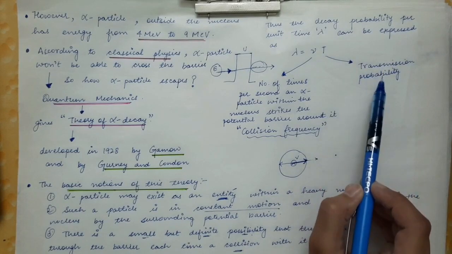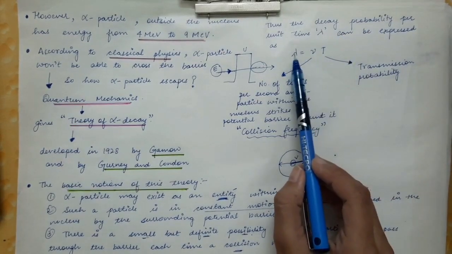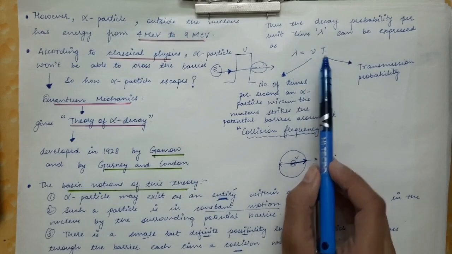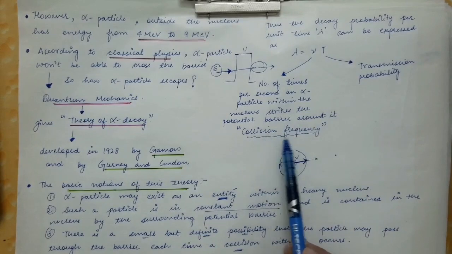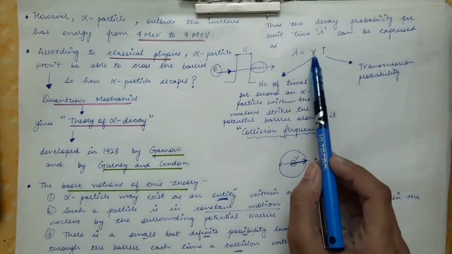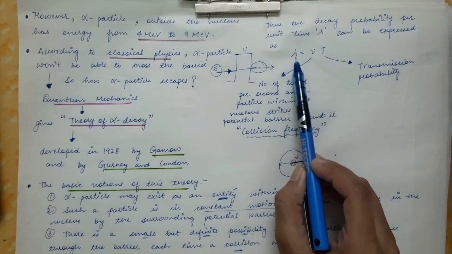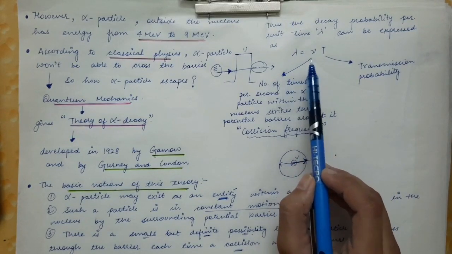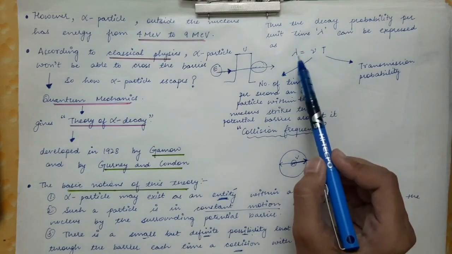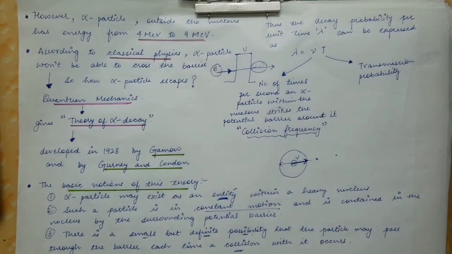So the more the transmission probability, the more will be the decay probability. Therefore lambda is proportional to capital T as well as lambda is proportional to nu. So if the collision frequency is large, the probability for the alpha particle to escape the nucleus will be more. So lambda is equal to nu into capital T.